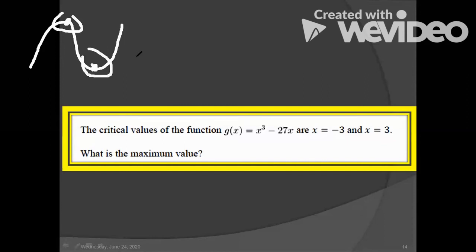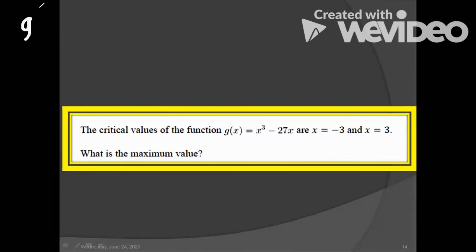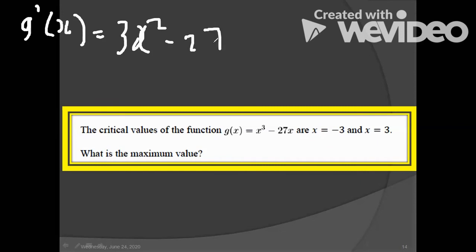Alright? So let's proceed. It says, what is the maximum value? So what we're going to do is differentiate this function here. Call it g prime. And when you differentiate it, you get what? 3x squared minus what? 27.